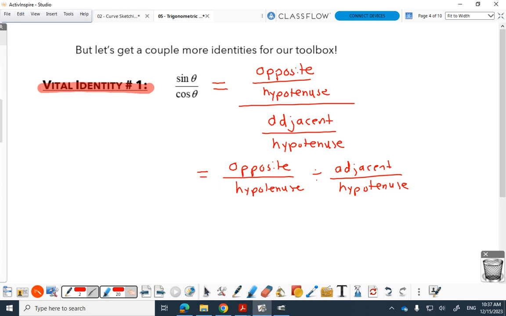Now, does anyone remember how to divide fractions? Yeah, you would just divide them. No. You reciprocal the second one and turn it into multiply.